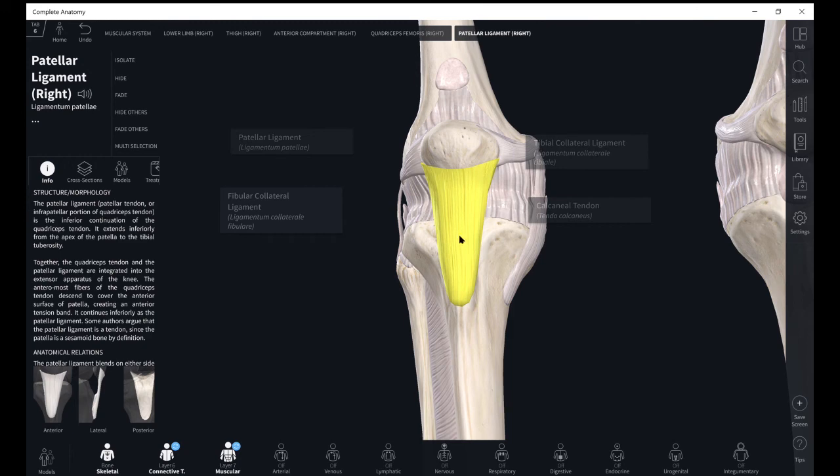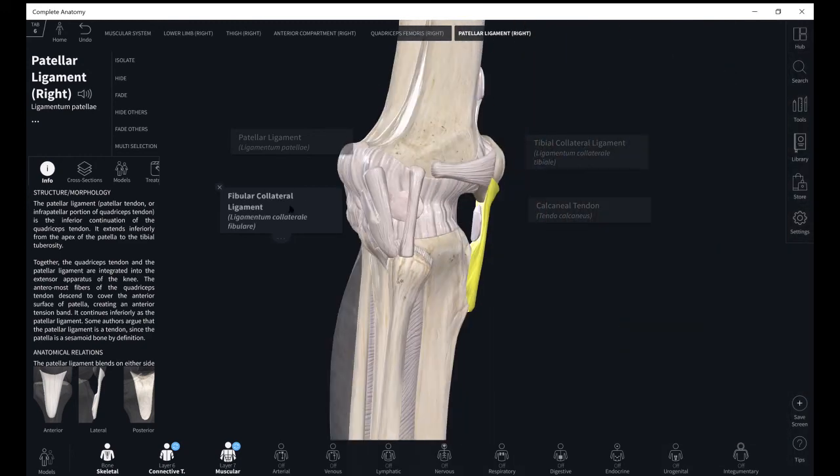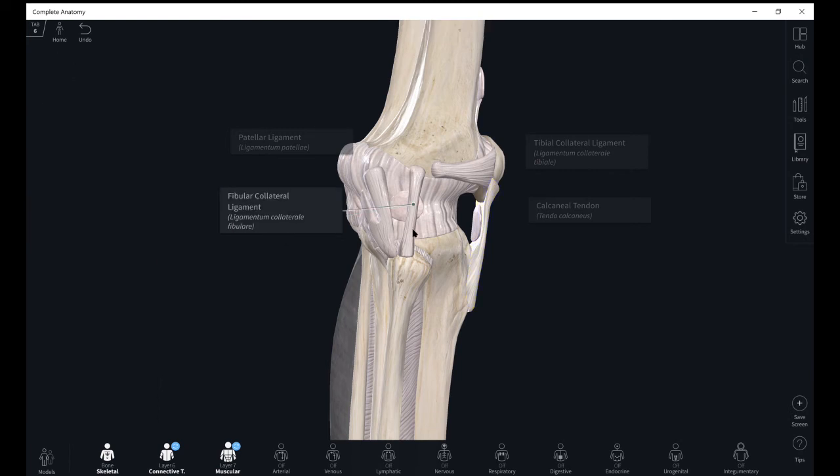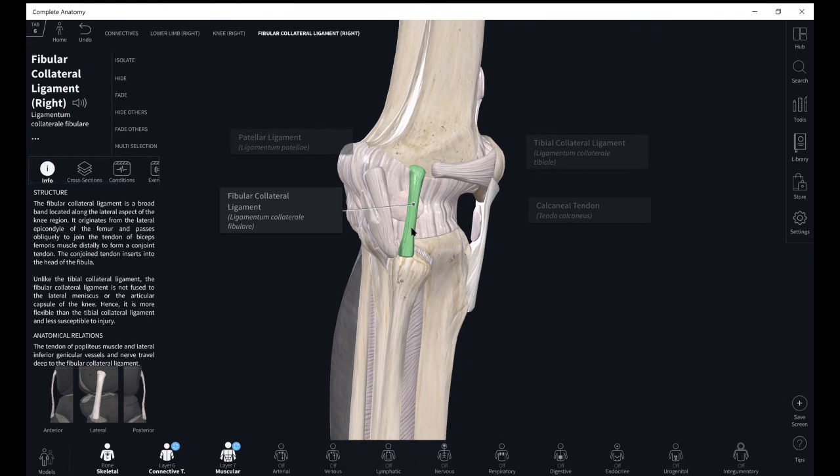Moving further laterally, the fibular or lateral collateral ligament. It's a broad band located along the lateral aspect of the knee. It originates from the lateral epicondyle of the femur and then it passes obliquely to join the tendon of the biceps femoris muscle distally to form a conjoint tendon. The conjoint tendon inserts into the head of the fibula.